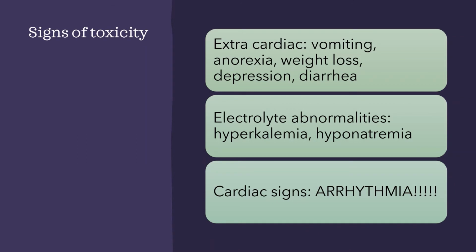Signs of toxicity that you would find are extracardiac and cardiac specific. The extracardiac ones you'd see are vomiting, anorexia, weight loss, depression, diarrhea. Electrolyte abnormalities are hyperkalemia and hyponatremia. And for cardiac signs, you're basically going to see an arrhythmia, and it can be any type of arrhythmia.